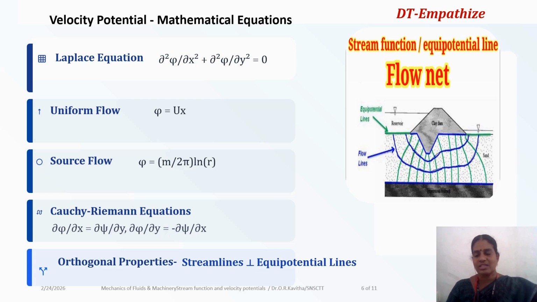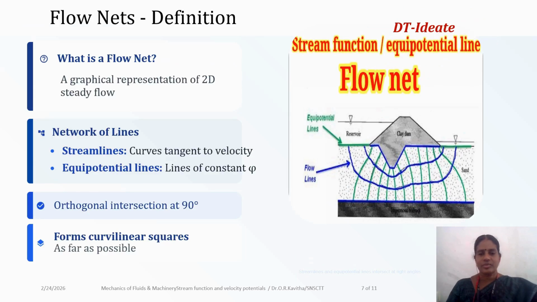perpendicular to each other. So you can see the streamline and the equipotential line; these lines are perpendicular to each other. Whenever they are perpendicular and intersecting, it is called a flow net. So what is a flow net? It is a graphical representation of 2D steady flow. If I am finding this property, the stream function and velocity potential function, and drawing them, these are mutually perpendicular. When I draw it like this, we call that a flow net.